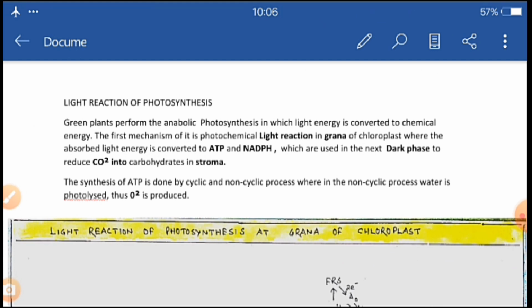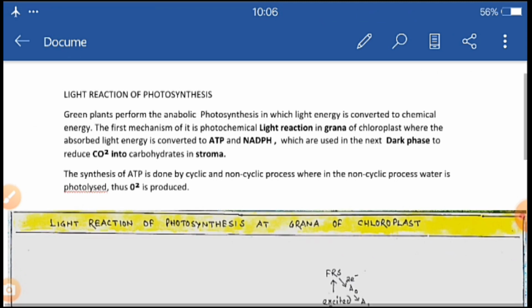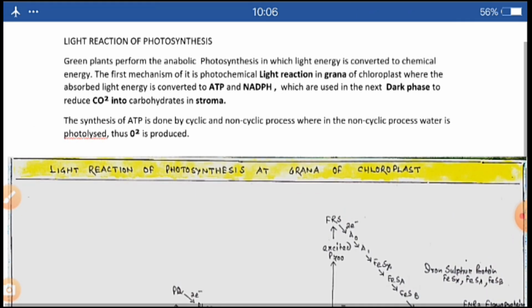My dear students, today with this video I will discuss about the light reaction of photosynthesis.